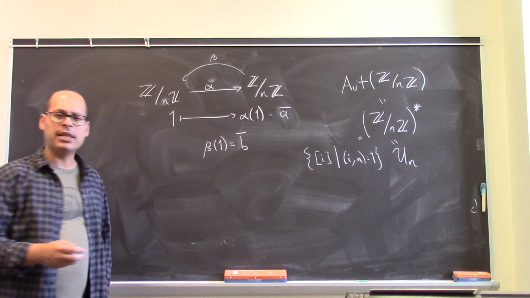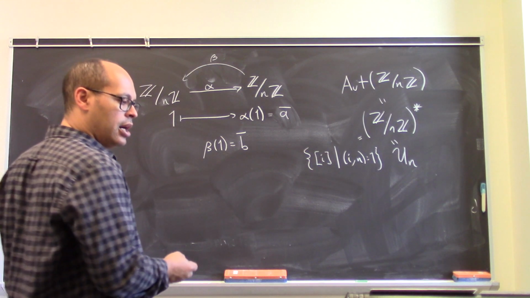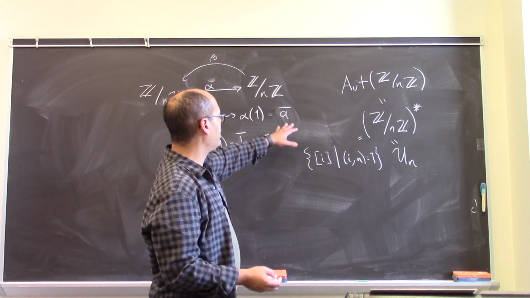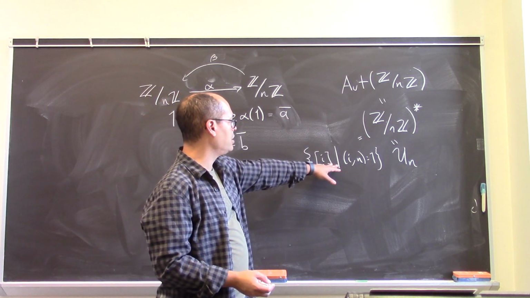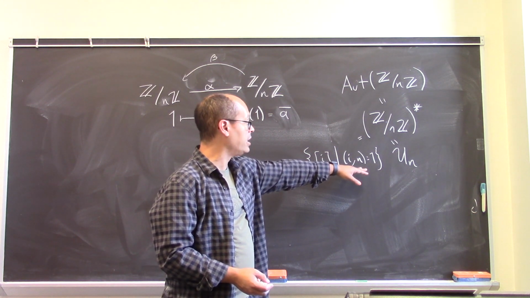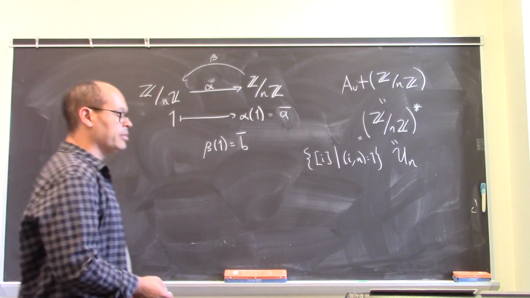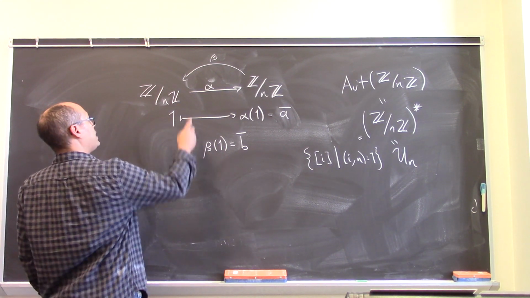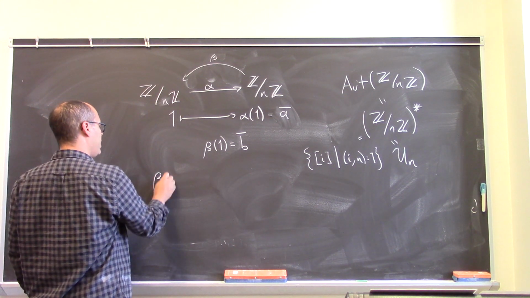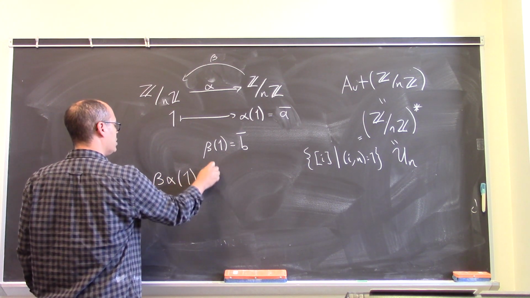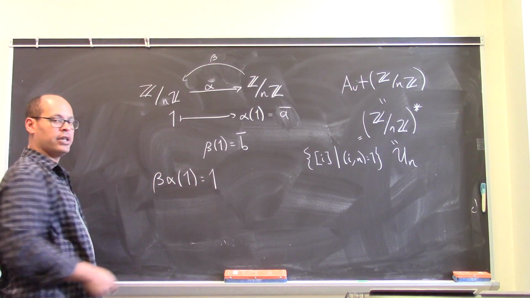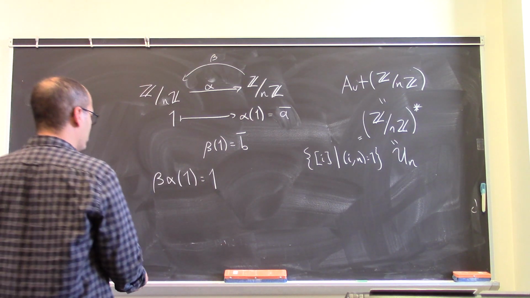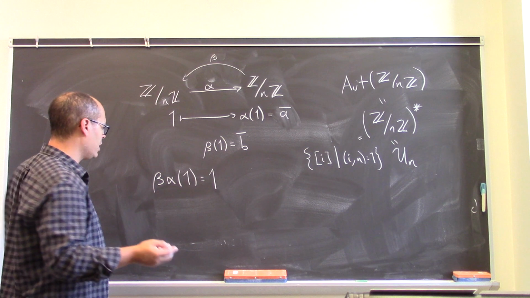And so what I would like to say is that we can find such a b exactly when a is relatively prime to n, and that'll correspond to it being invertible in the units. Well, okay, so how does that work? Well, to say that this is an inverse is really to say that beta alpha of 1 is 1. I want to know that beta alpha is the identity map, and the identity map is determined by what it does to a generator, and it should send the generator to itself, and that's enough to say it's the identity map.